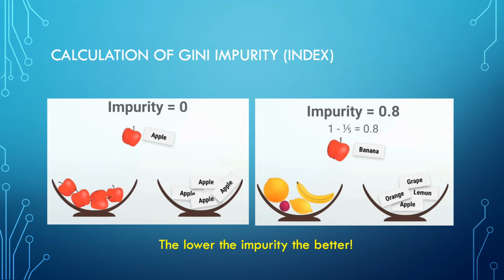If we reach a 0 of Gini impurity value, we stop dividing the tree further. Just remember, the lower the impurity, the better.